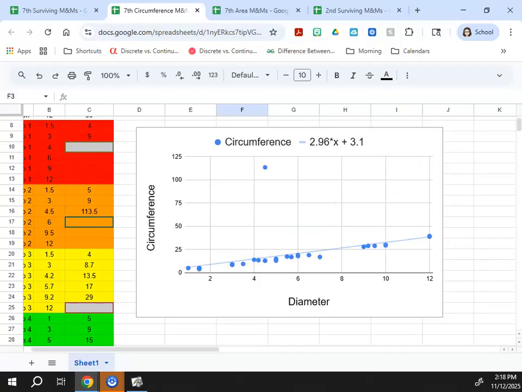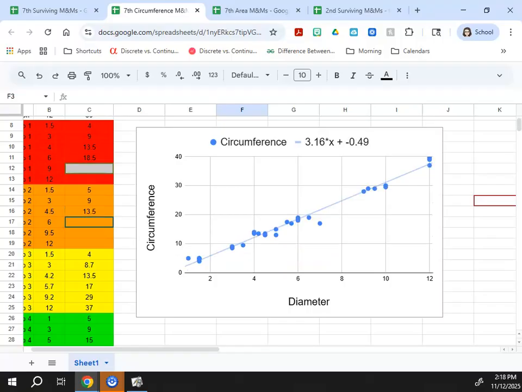But we expect our slope to be pretty close to pi, right? Yeah, it's okay. Somebody typed something wrong. They'll fix it. See? It's all good. All right, take a deep breath. We're fine.